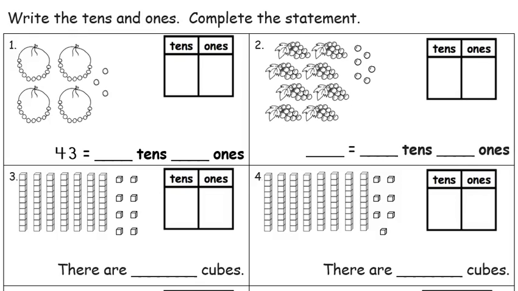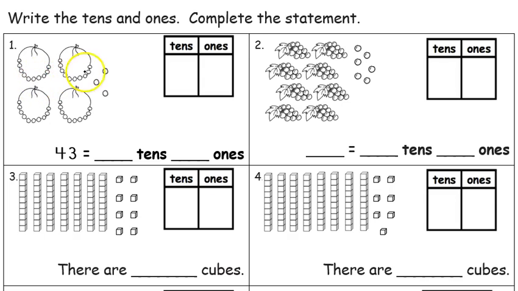This tutorial is for first grade, Module 6, Lesson 3. In this lesson, we're going to look at the fact that two-digit numbers are made up of groups of tens and groups of ones, and that when we count large numbers of items by tens, it's much more efficient than counting by ones.